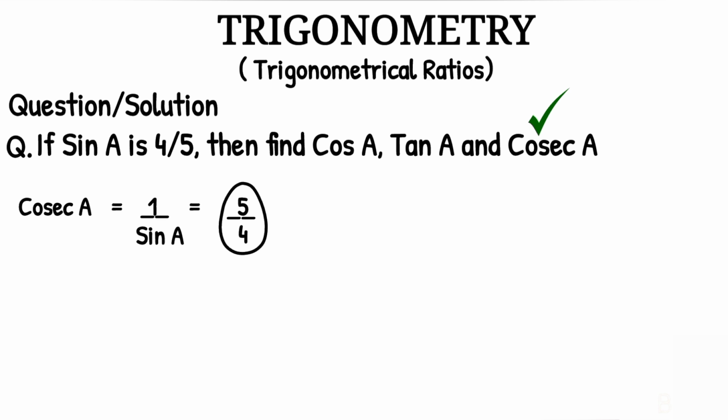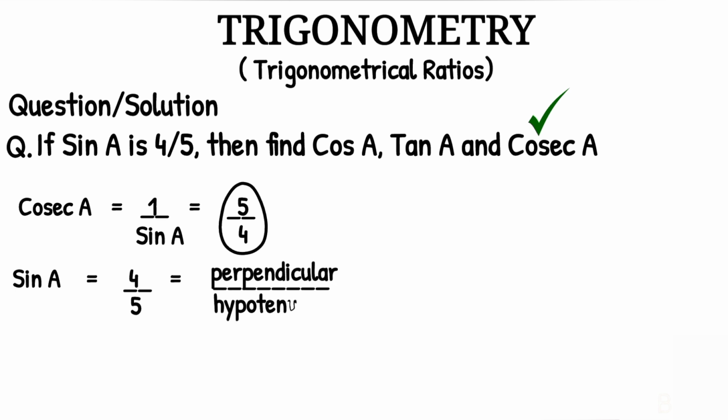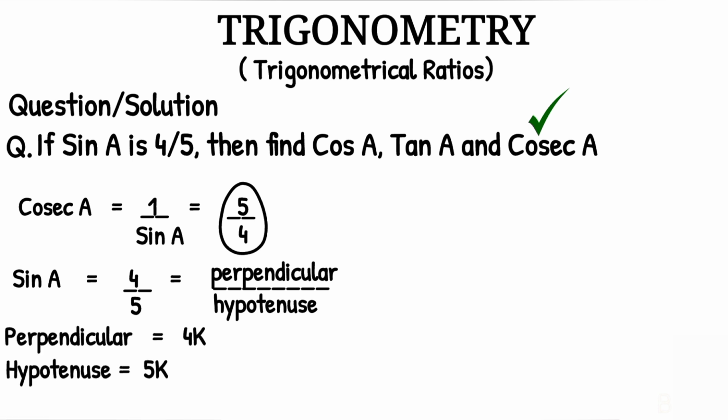To find them, we need to find the length of all the sides of the right-angled triangle. Sine A is 4 upon 5, and we know sine A equals perpendicular upon hypotenuse. So we can write 4 upon 5 equals perpendicular upon hypotenuse. So we can write perpendicular as 4k and hypotenuse as 5k. Using the Pythagoras theorem, we get the base as 3k.